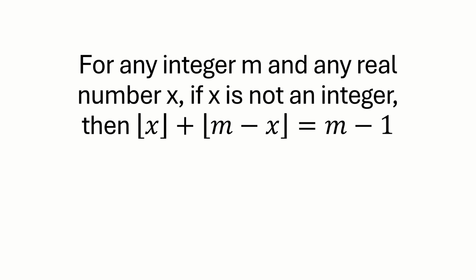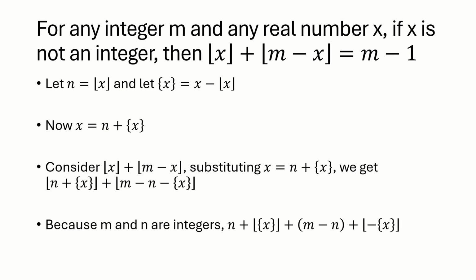For any integer m and any real number x, if x is not an integer, then the floor of x plus the floor of m minus x equals m minus 1. Let's prove this.